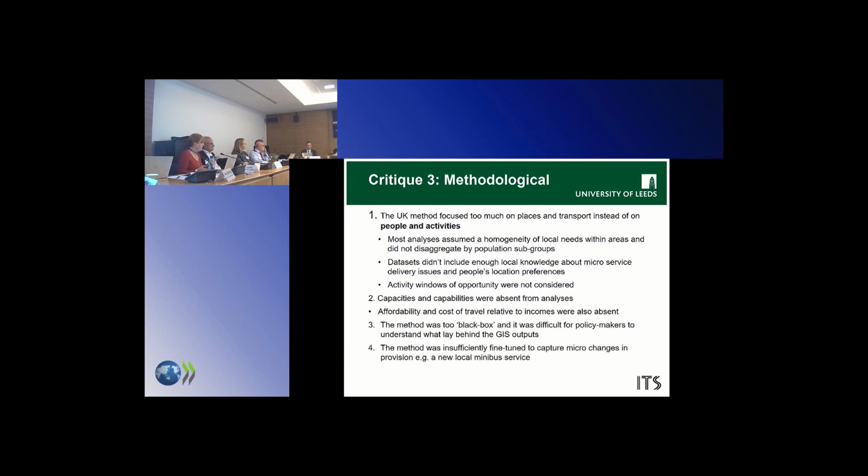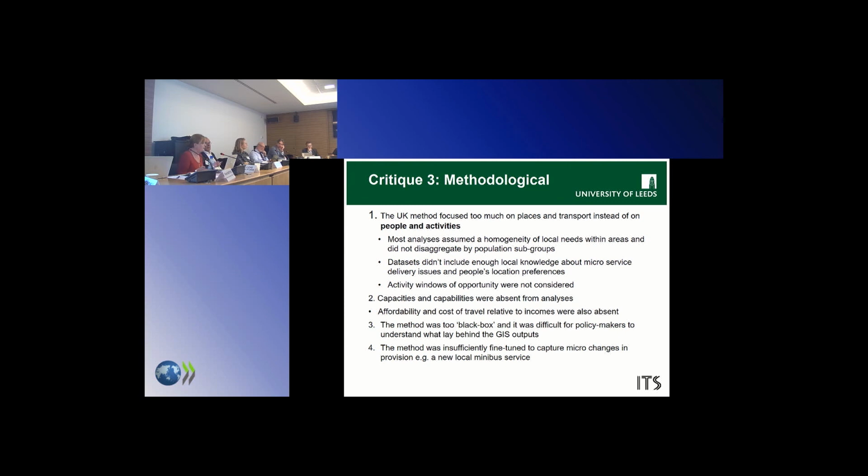And then there are methodological issues, which, personally, I think the UK method focused too much on public places and public transport instead of thinking first about people and where they wanted to go and what they wanted to do. There's a lot of issues around homogeneity of local needs within an area. So you do a place-based assessment and you assume everyone's the same. You don't think about women, men, comparing young people with older people.